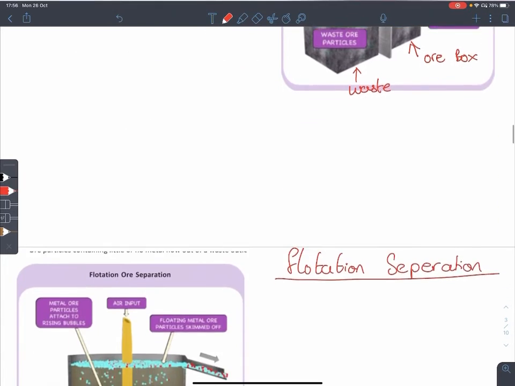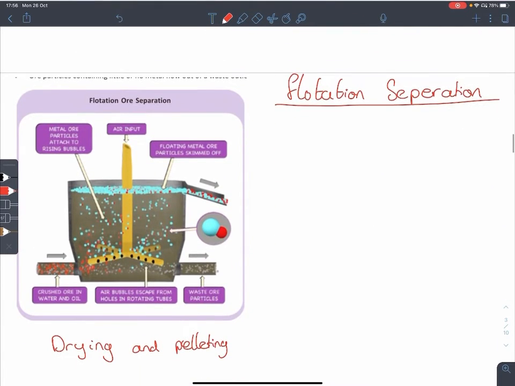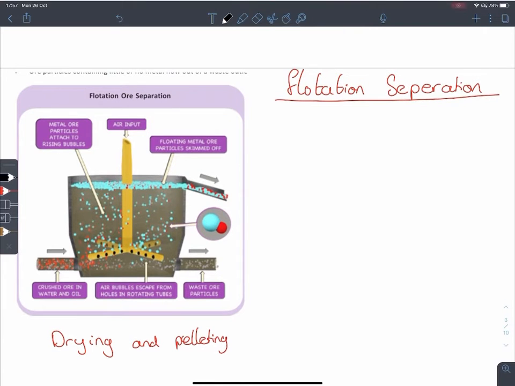Okay, so the next one then is flotation separation. Now this one is a small bit tricky. The main point here is to remember that this is used for metals that have a surface reaction to water. So metals that have a surface reaction to water.